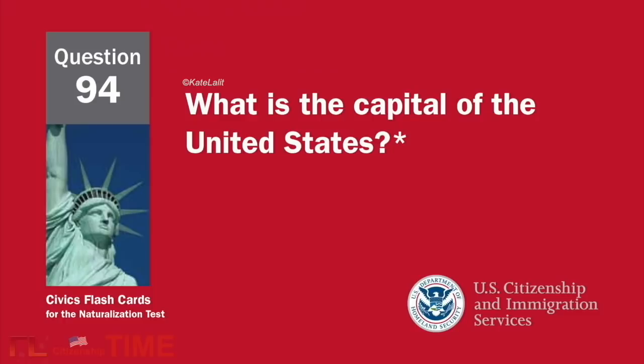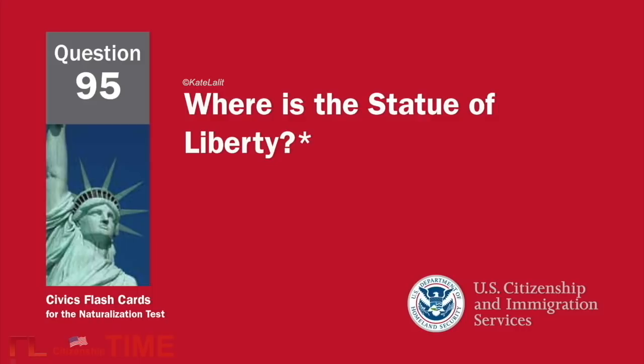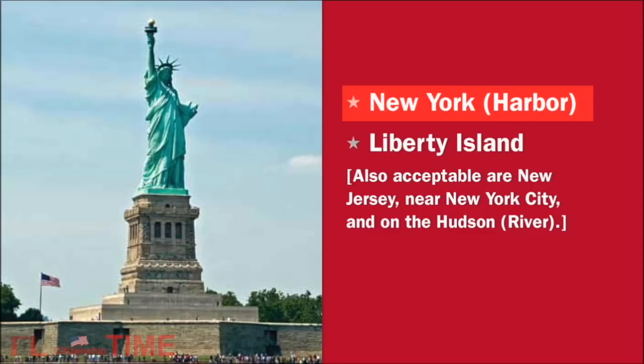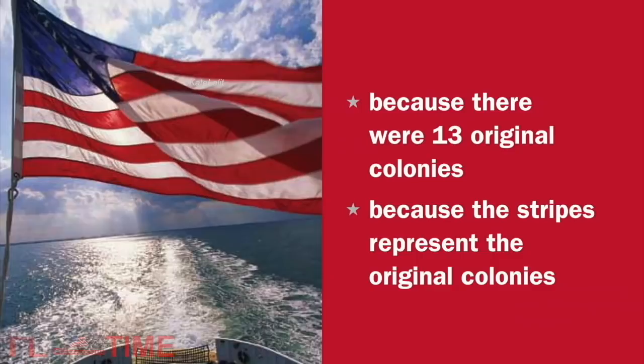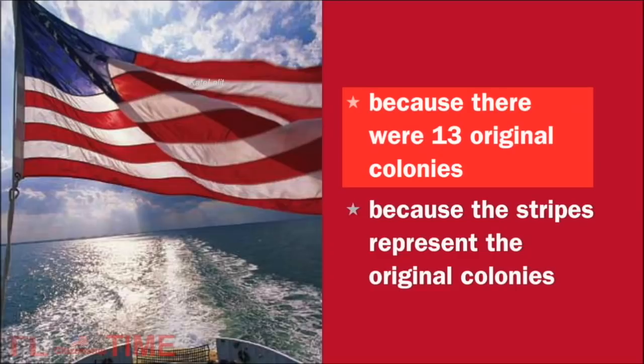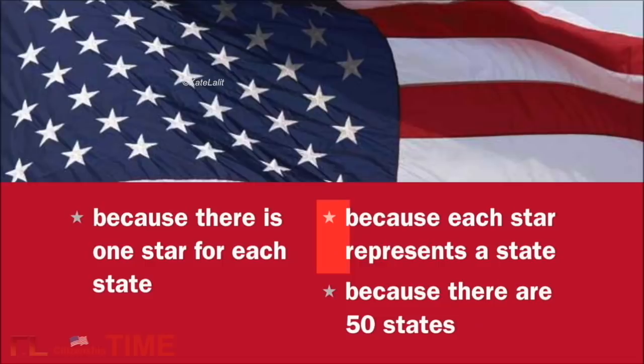What is the capital of the United States? Washington, D.C. Where is the Statue of Liberty? New York Harbor. Why does the flag have 13 stripes? Because there were 13 original colonies. Why does the flag have 50 stars? Because each star represents a state.